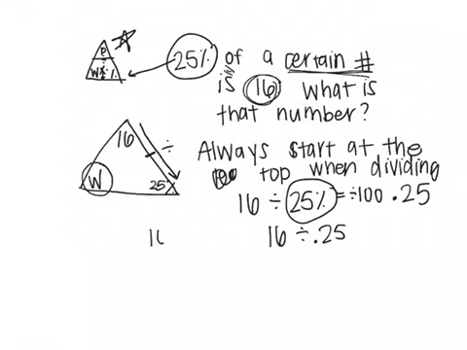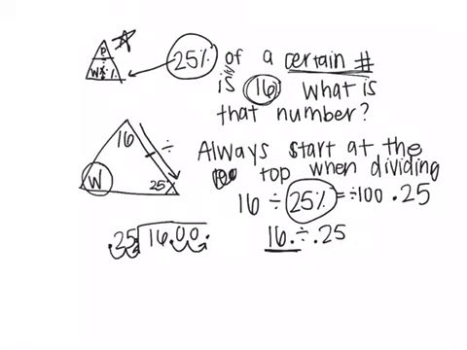So 16 is my dividend. It goes inside the house. 25 hundredths is my divisor. It goes outside my house. I can never have a decimal in my divisor, so I move my decimal over 2 places. Therefore, I have to move my decimal over 2 places in my dividend. Even though there was no decimal written in my number 16, there's always a decimal at the end of every whole number.